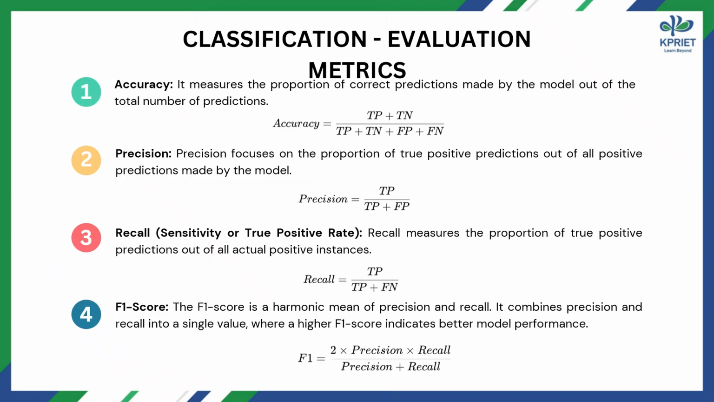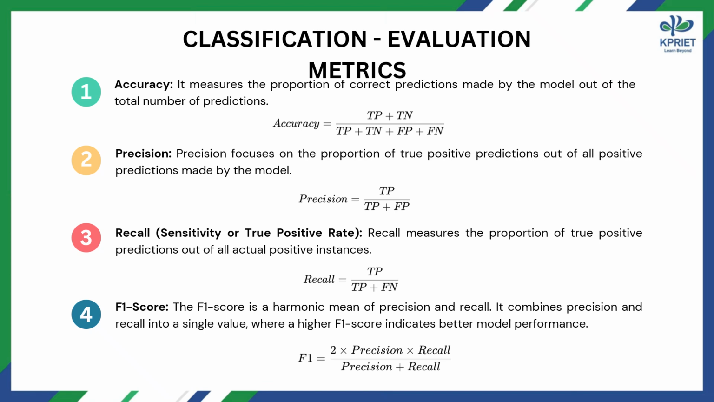This is the formula for computing accuracy, precision, recall, and F1 score. Accuracy is the measure of the proportion of correct predictions by the model out of the total number of predictions. So the correct predictions are true positive and true negative, divided by true positive, true negative, false positive, and false negative, because these together form the total number of predictions.